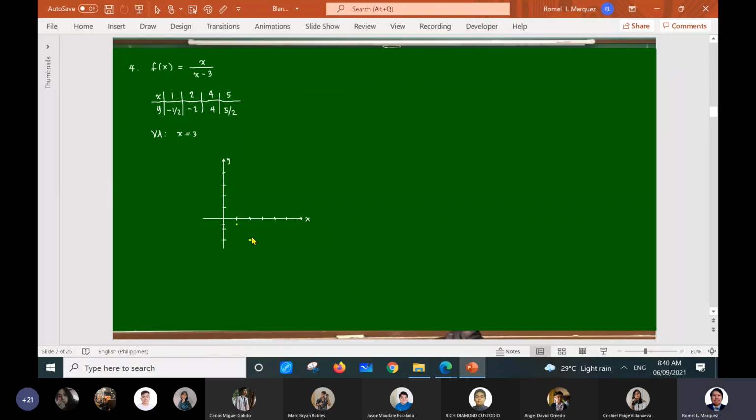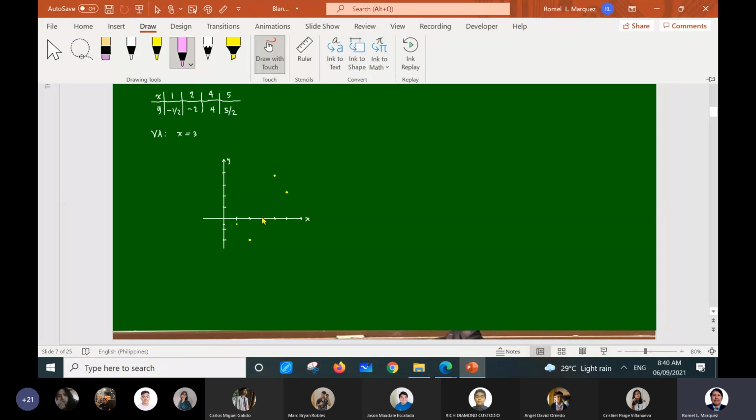And then what about 4? Here, 4. 5, 2.5. This is 2.5. Approximate only, guys. I'm just approximating. This is my asymptote. X equals 3, vertical asymptote.